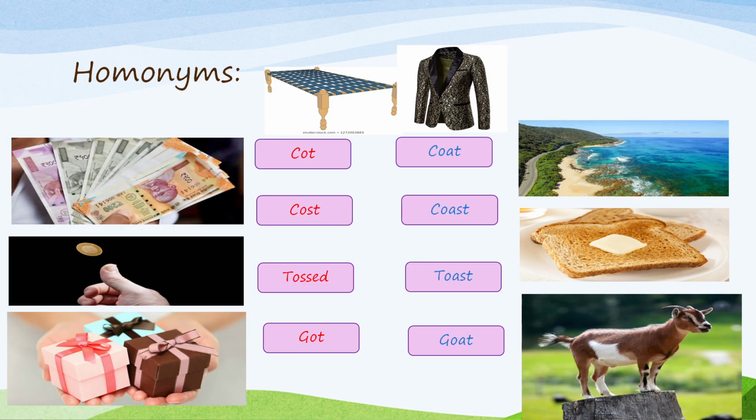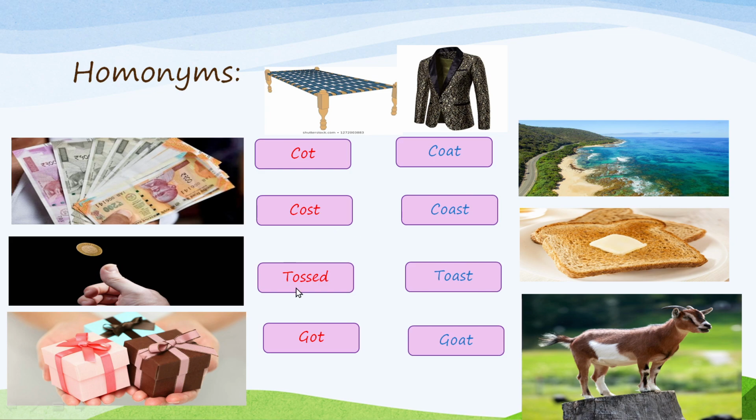Let's take a few more examples of homonyms. COT and COAT. Cot is a plain narrow bed without the bedding. When the physical structure of a bed is there, that is your cot. When you say coat, this is a thing that you wear over your dress. Cost is the estimated price of any object you need to buy. And coast is the part of the land near the sea.